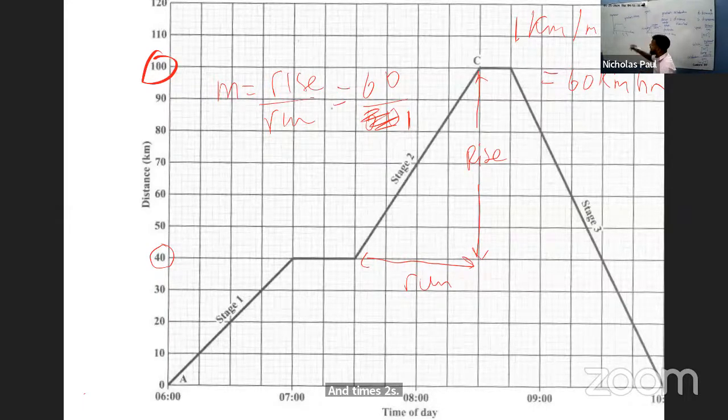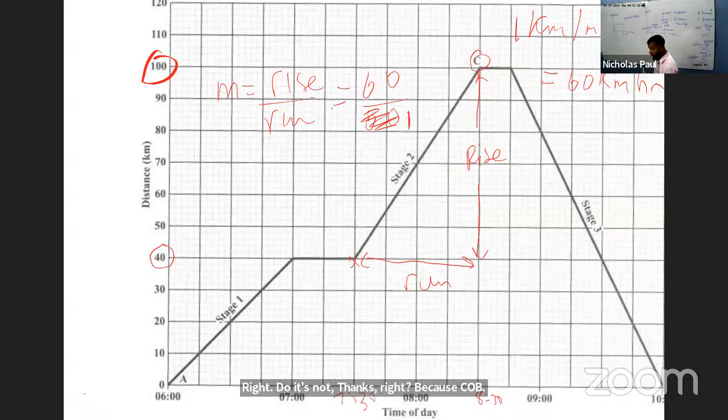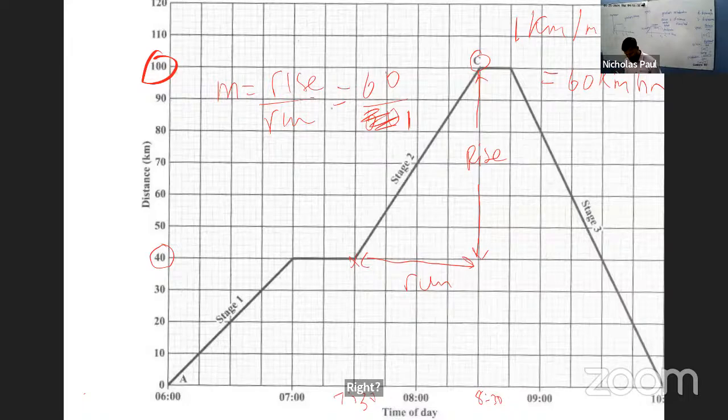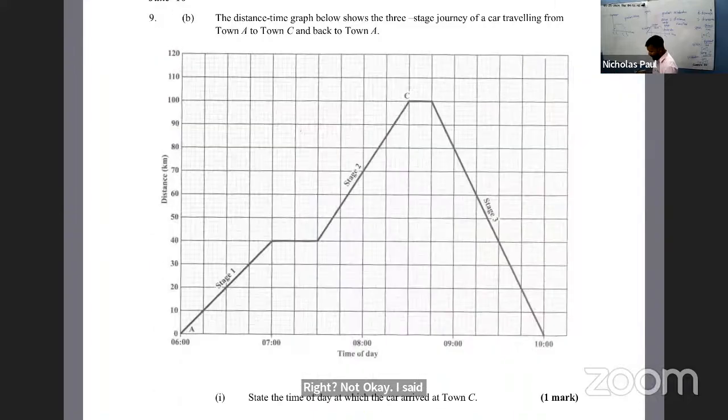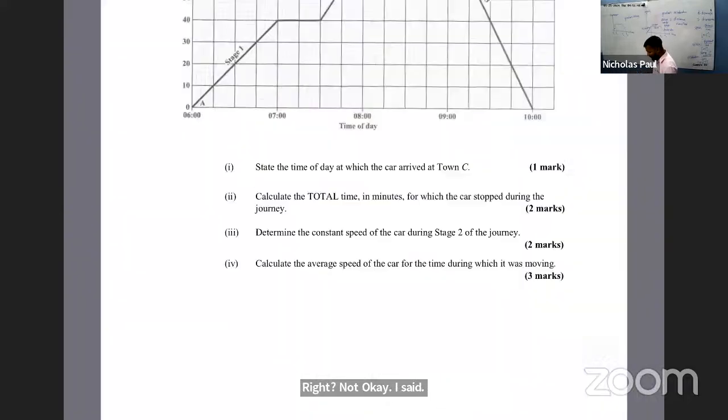The reason I show you this method is that it might be tricky to read off the time, because C will be 8:30 and here will be 7:30. So you have to identify that it's 1 hour, not 100. If you subtract 8.3 and 7.3 you might get 1, so that might still work. All right, so the rise over run method is good there.